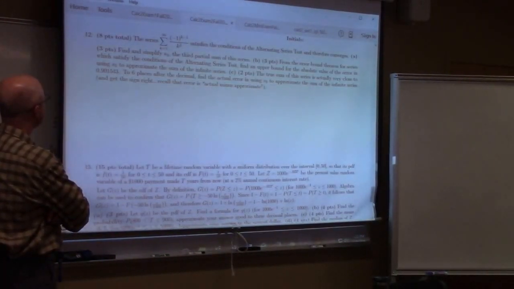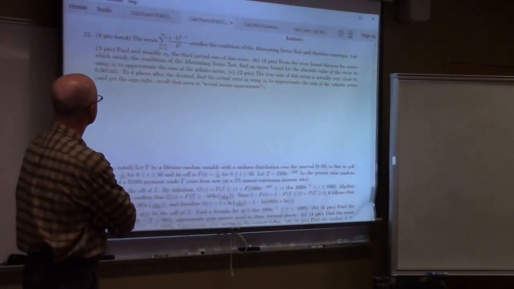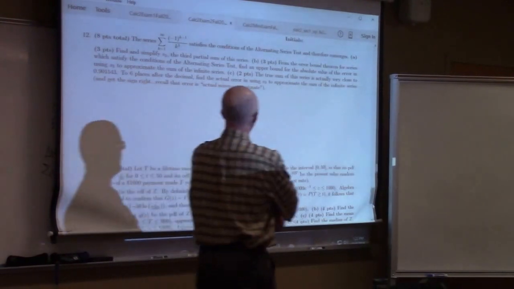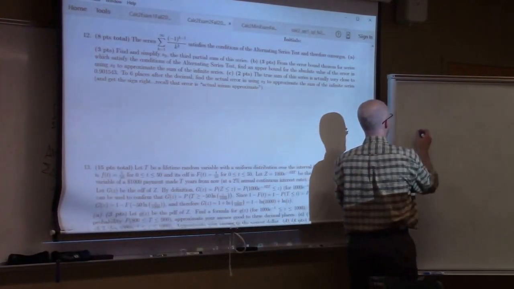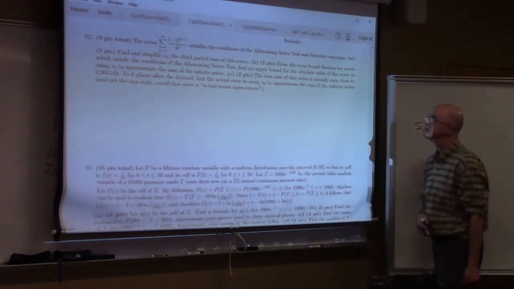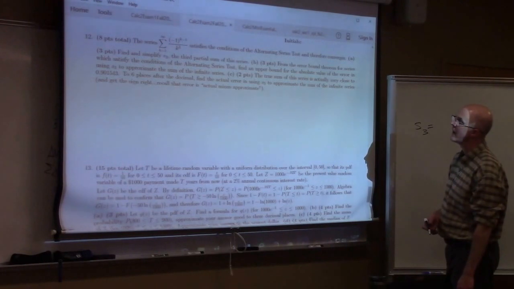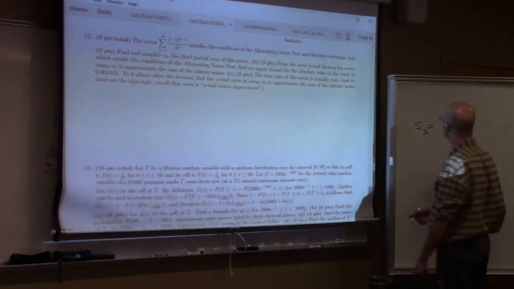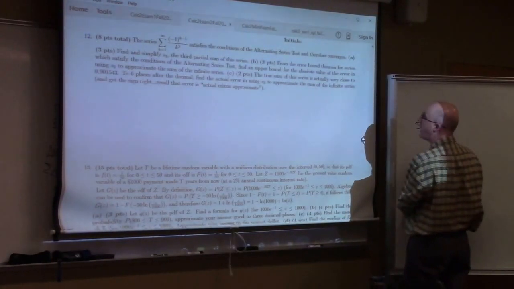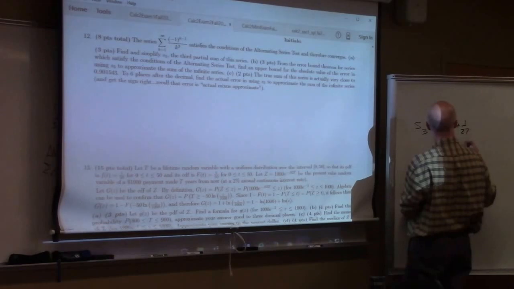Number 12, I said it satisfied the conditions of the alternating series test, and therefore I'm telling you this series converges. Part A, find and simplify S3. S3 is just the sum of the first three terms. So with this particular series, when k is 1, k minus 1 is 0, negative 1 to the 0 is positive 1. You're going to get 1 minus 1/8 plus 1/27.